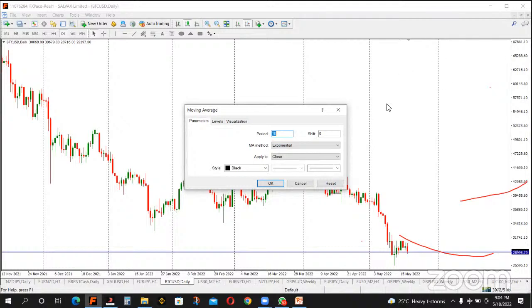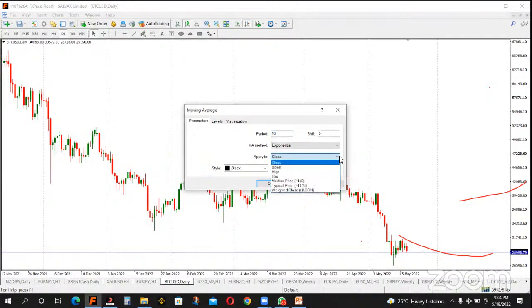Let's do it here now. You'll see the shift is 0. The moving average is exponential because it's a 10 period moving average. Apply to close. It means that the close of the 10th candle is when it gives you the average. If you say apply to open, it means that when the 10th candlestick opens, that is when it will plot it and give you the average.